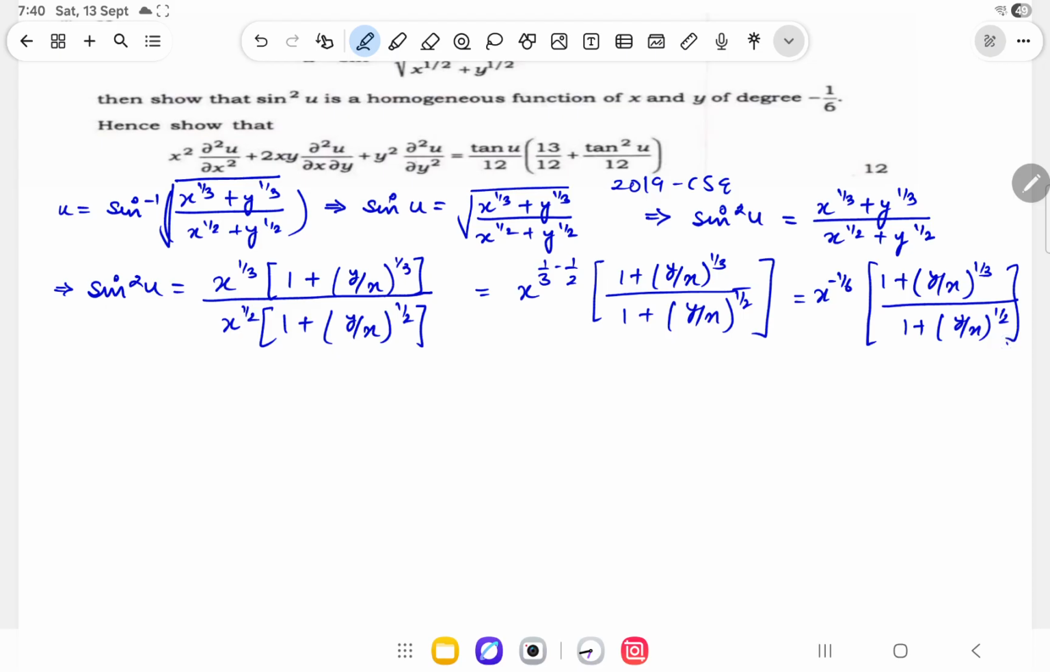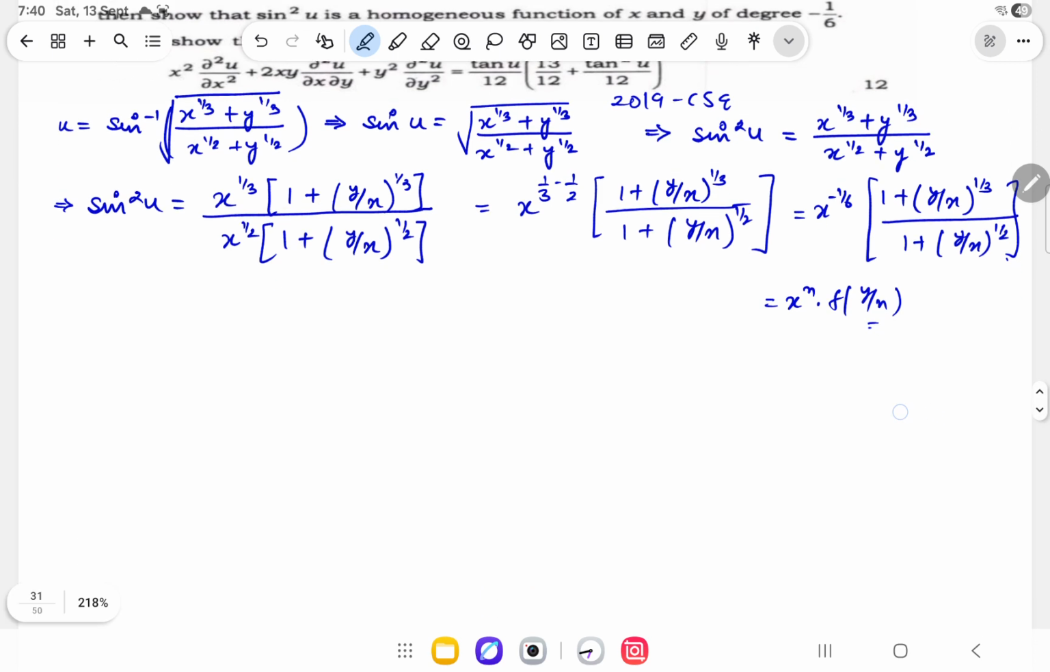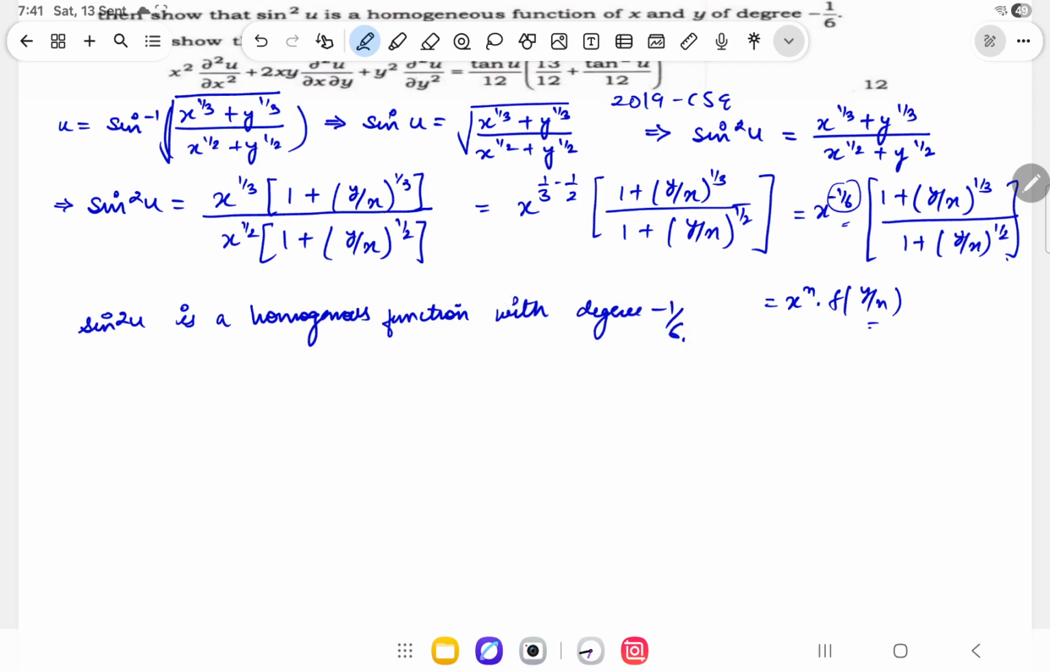So you can easily see that this thing is equal to x raised to n into a function of y by x. So from here we can say that sin²u is basically a homogeneous function and its degree is basically x raised to minus 1 by 6. So we have shown that sin²u is a homogeneous function with degree minus 1 by 6.